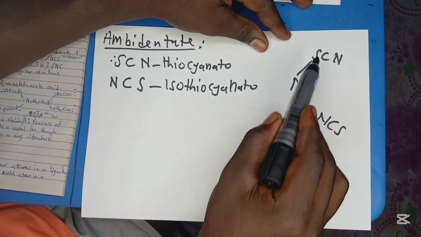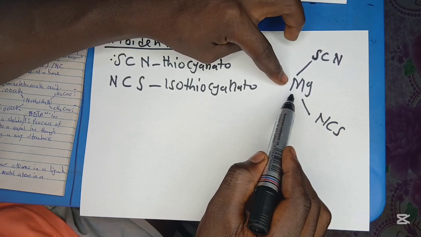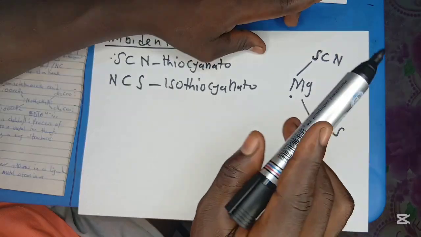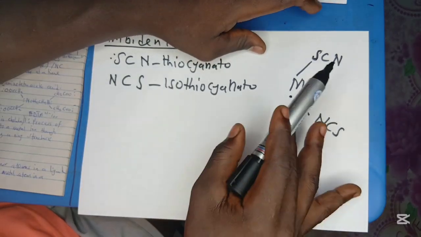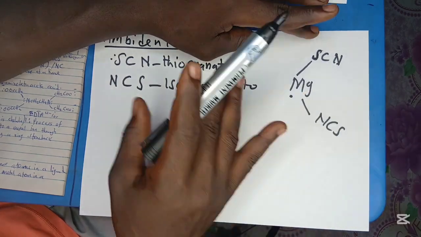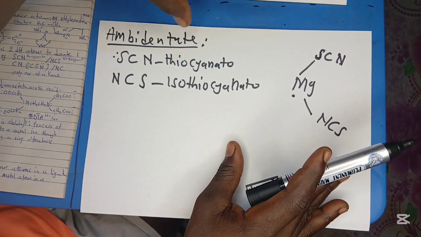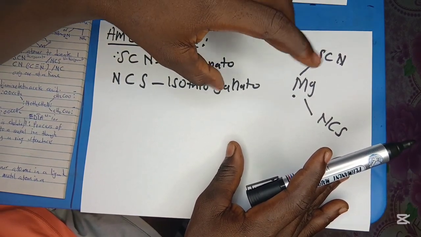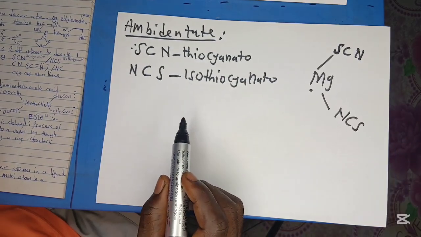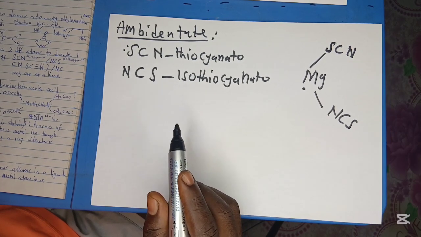At any point in time, sulfur can donate a lone pair of electrons to form a bond with the metal, and at any point in time too, nitrogen can also do that. But this can happen only with one of these, either sulfur or nitrogen, able to form a bond at a time. So it has two different donor atoms, but only one can donate a lone pair of electrons to form a complex with the metal. I hope I've explained this clearly. If you have anything, you can ask in the comment section.